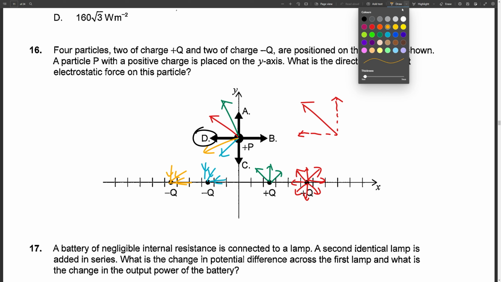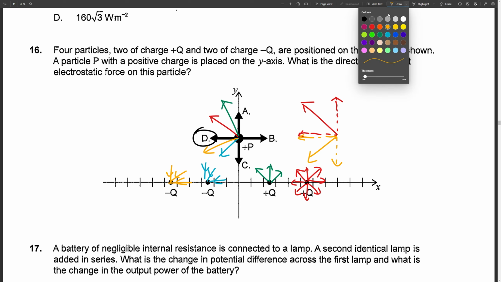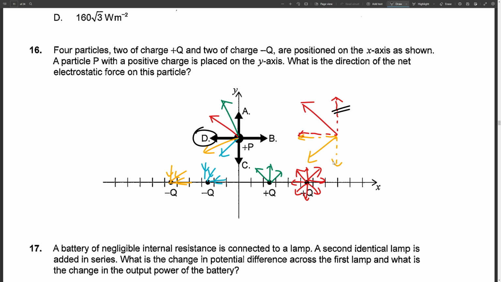This is going to balance and pair with the orange one. It's diagonally going to the bottom left, so there's a component going vertically down and horizontally to the left. Those vertical components are completely the same because they're at the same distance to the center and they are the same magnitude, negative Q and positive Q. So these two components are erased, leaving the horizontal to the left. And this happens to the green and blue as well. So the answer should be perfectly horizontally to the left, D.